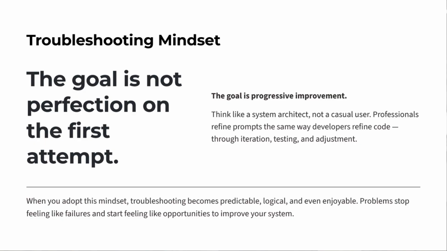The goal is not perfection on the first attempt. The goal is progressive improvement. Think like a system architect, not a casual user. Professionals refine prompts the same way developers refine code, through iteration, testing, and adjustment. When you adopt this mindset, troubleshooting becomes predictable, logical, and even enjoyable. Problems stop feeling like failures and start feeling like opportunities to improve your system.